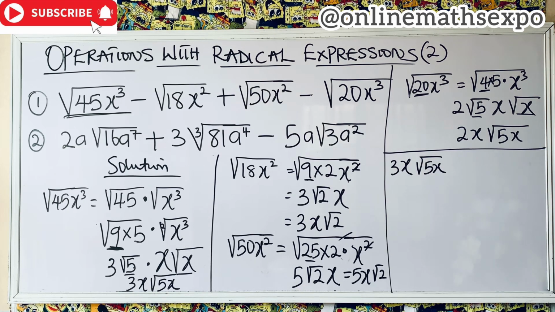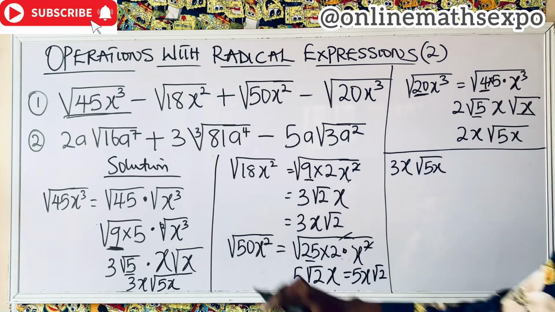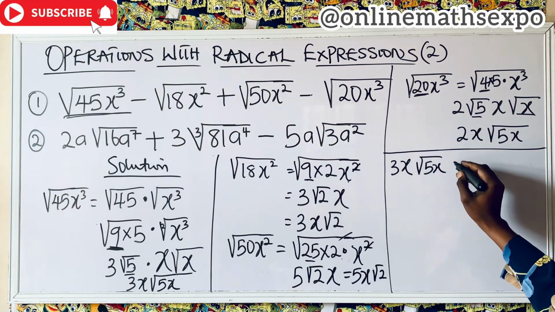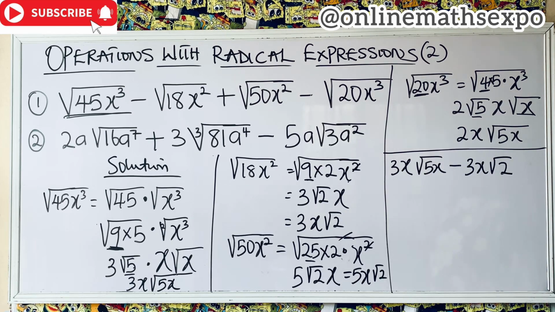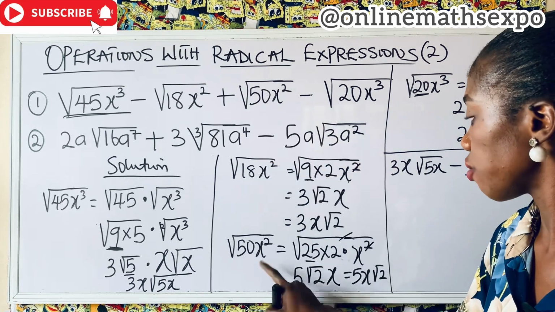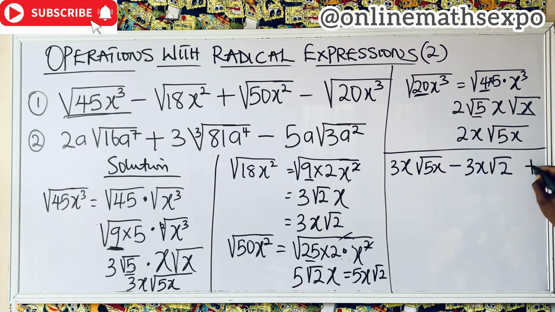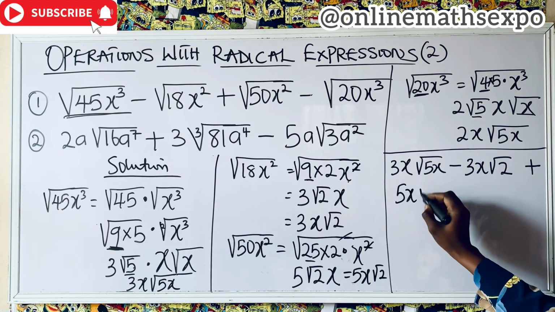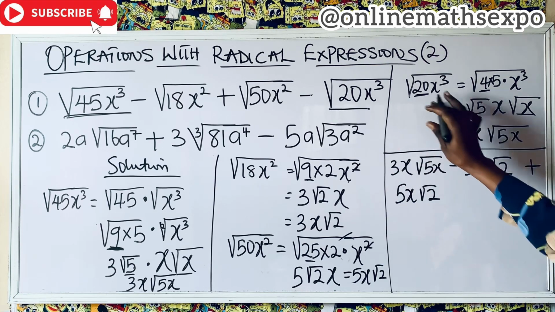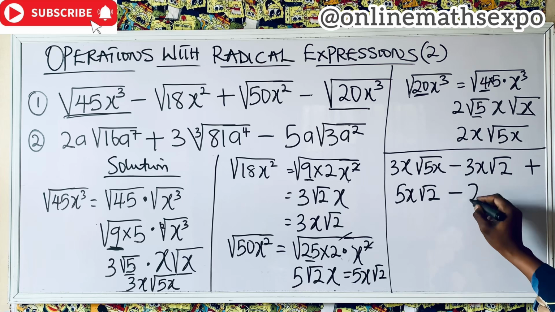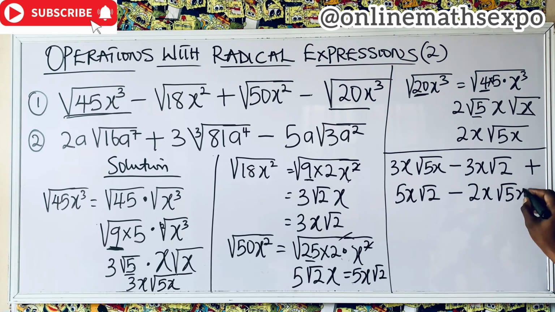I hope this is clear. Then for this, what do we have there? This is what we have. So we have minus 3x root 2. For this, what do we have? This is our answer. So we have plus 5x root 2. And finally, this, what do we have? This is our answer, minus 2x root 5x.